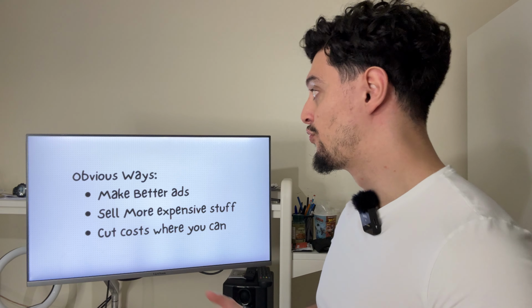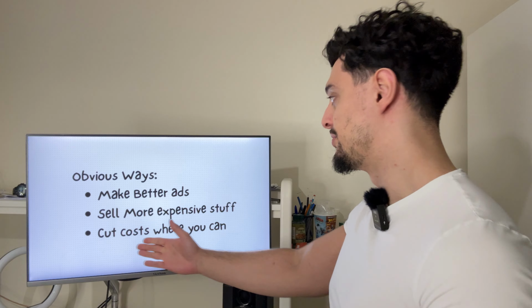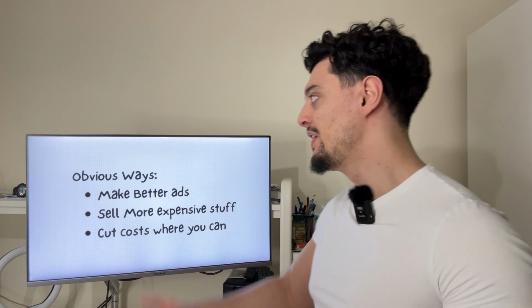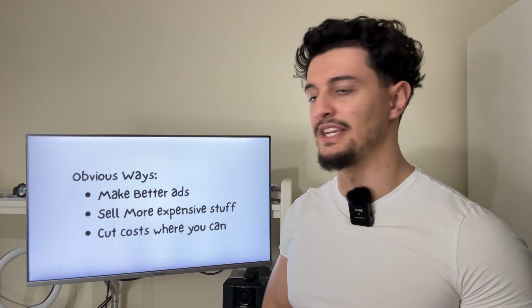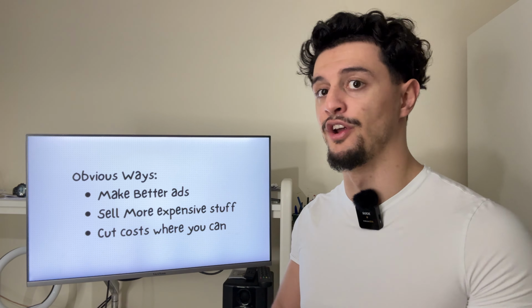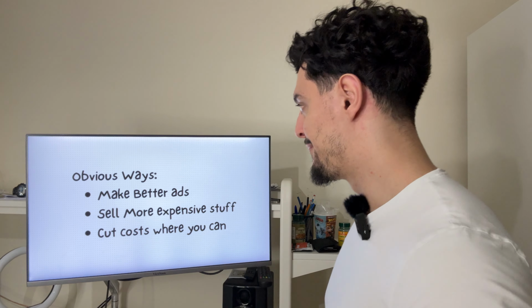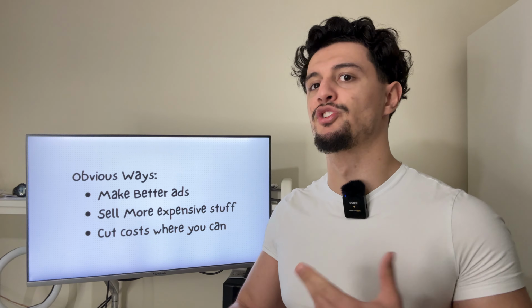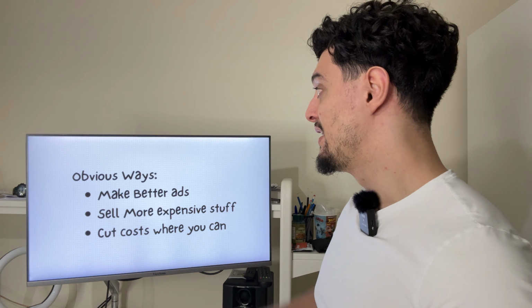Now, the obvious ways are of course gonna be to make better ads, right? Sell more expensive stuff or cut costs where you can, but these are very vague, and of course, there's gonna be a limit to each, right? You can't sell something too expensive, otherwise not enough people are gonna buy. You're always gonna reach a limit with ads, and you're always gonna reach a limit of how much cost you can cut, right? So these are obvious, and I'm sure you've already done it, but there's a limit to these.